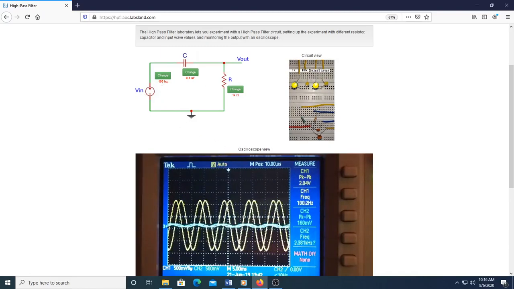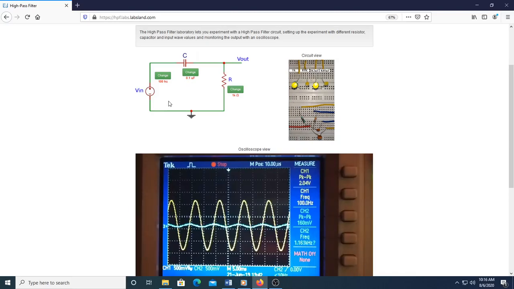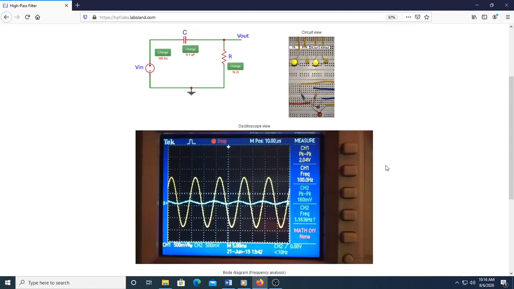100 Hz. With resistor value equal to 1 kΩ, the cutoff frequency of the high-pass filter is 1.59 kHz. Since the input frequency is 100 Hz, which is less than the cutoff frequency of the filter, the time response in the oscilloscope shows the output voltage is 160 mV. It's also interesting to observe the output signal of the filter leads the input signal in phase.